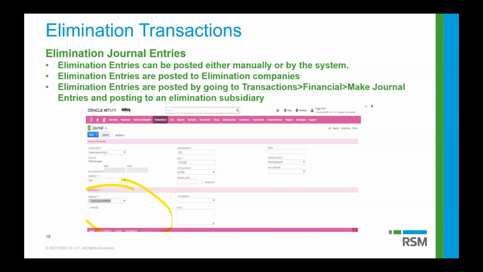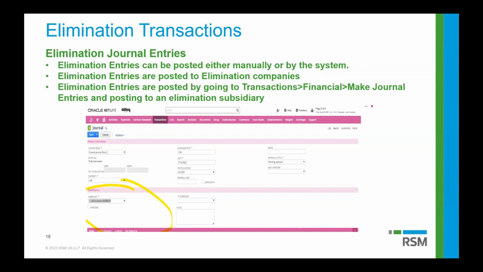All right. This is what an elimination journal entry looks like. So elimination entries can be posted either manually or by the system. If there's something that happened that's wrong, you might need to post an elimination entry by a manual process.